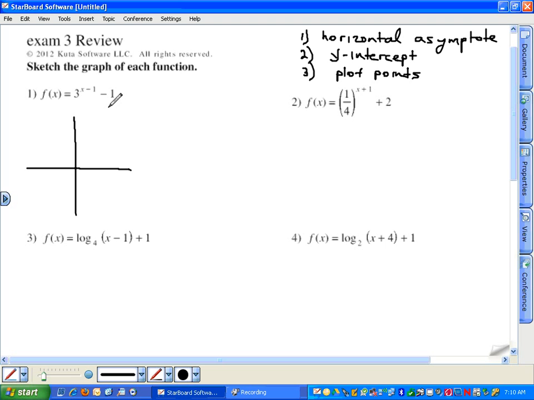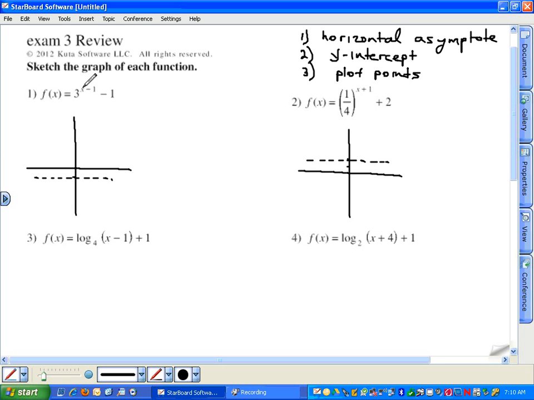So the horizontal asymptote is found by vertical shifts in these functions. Vertical shifts are transformations that occur outside the function. So this -1 moves the horizontal asymptote down 1 unit. And then we do this one at the same time. So we compare the two graphs. This +2 on the outside of the function moves the horizontal asymptote up 2 units.